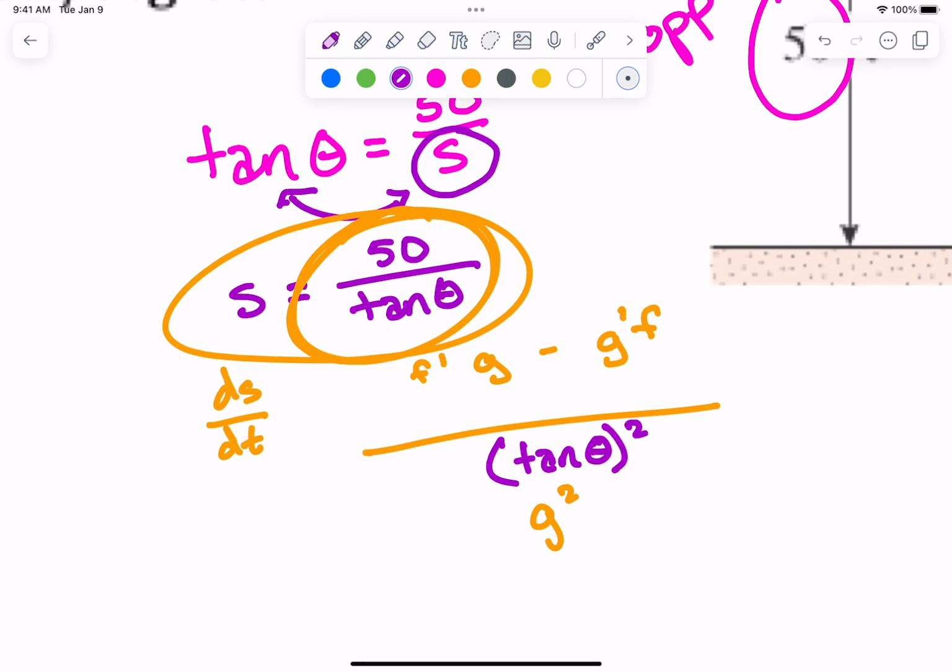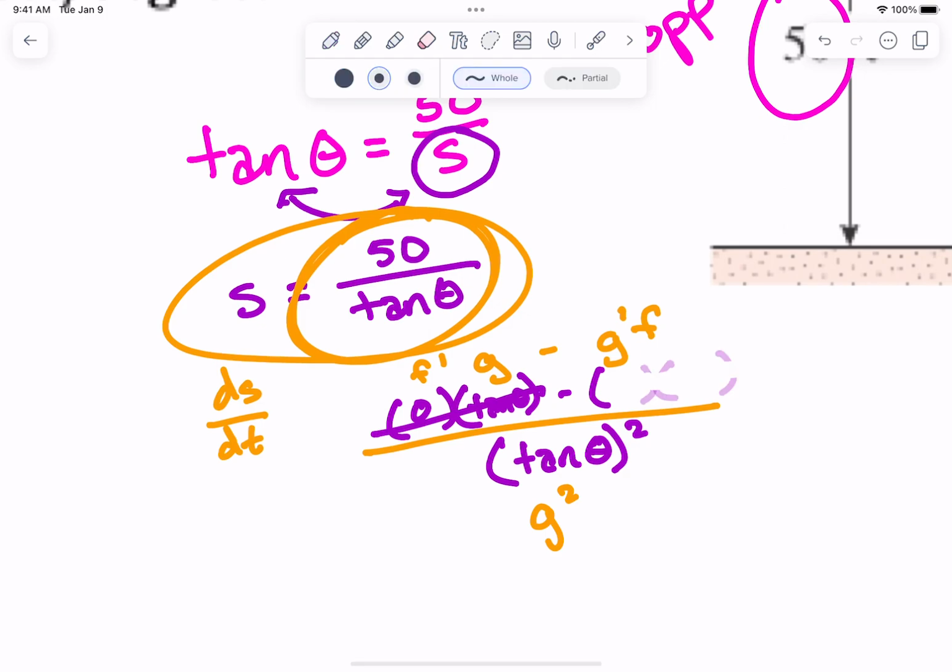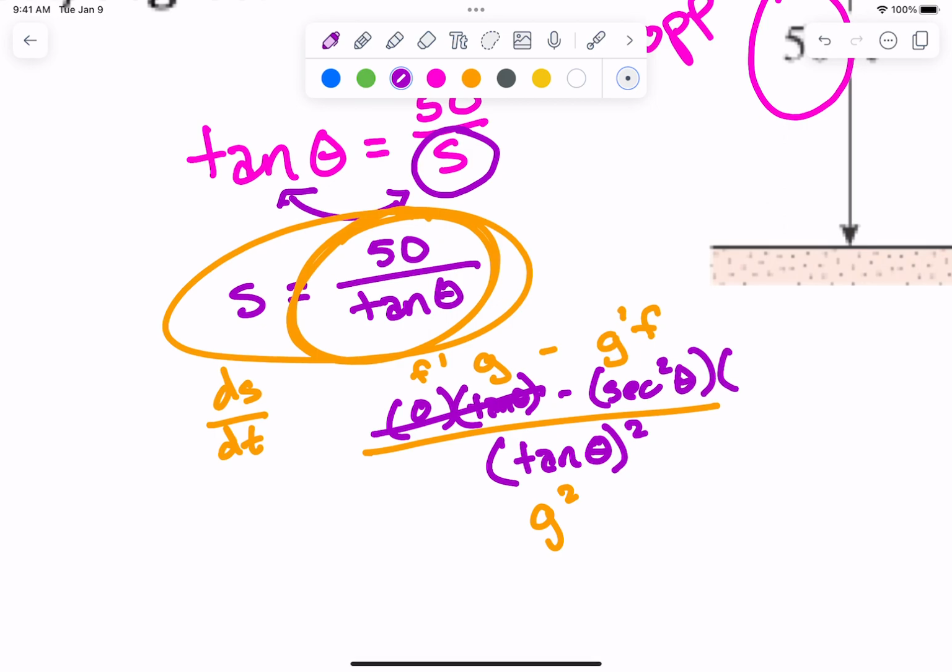Tangent squared is on the bottom. What's f prime? What's the derivative of 50? 1 or 0? Nothing. What does nothing mean? 0. The derivative of x is 1, so we don't even have to put g in there, tangent x or tangent theta. He's going to be gone because he's times 0. G prime, what's the derivative of tangent? Secant squared theta, and then times f, which is 50.